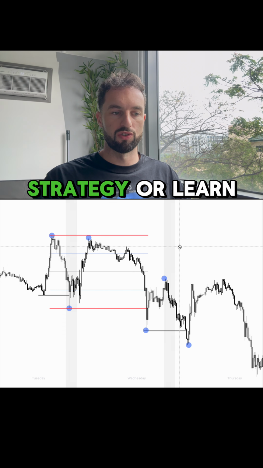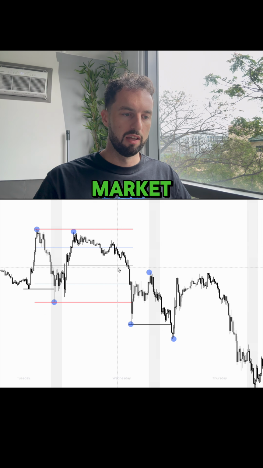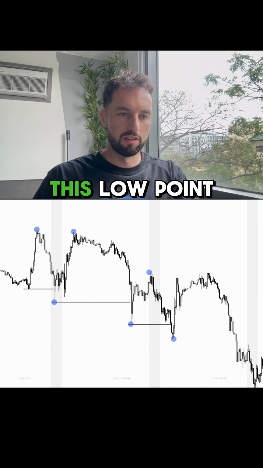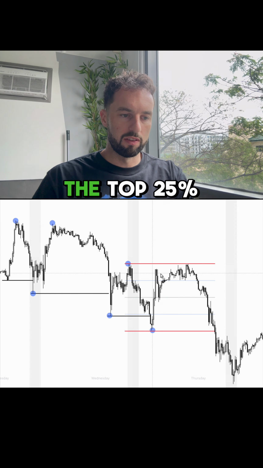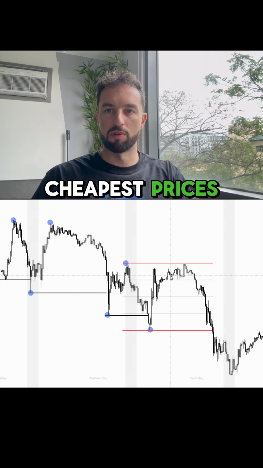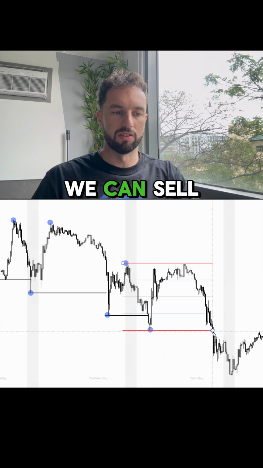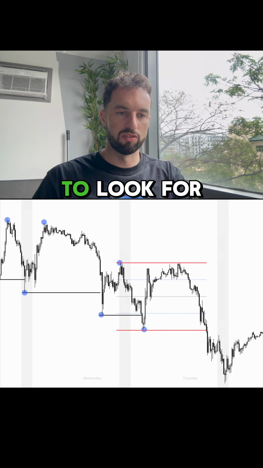Again, utilize your entry strategy or learn ours in this market. Here we can see between this high point and this low point, again, A to B, where are we looking? We're looking at the top 25%. This is the cheapest prices or the most expensive prices where we can sell. This is why this is such a great location to look for sells.